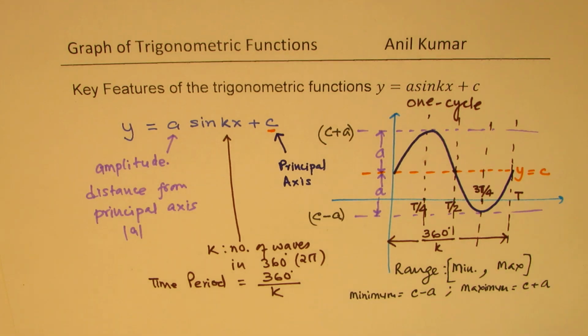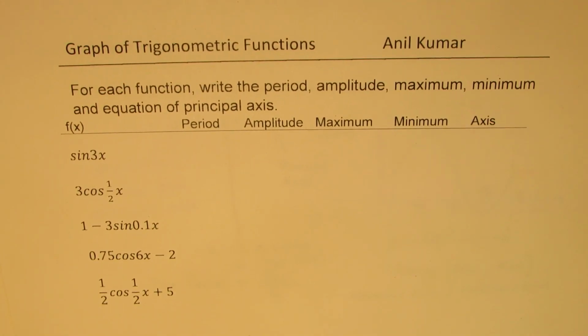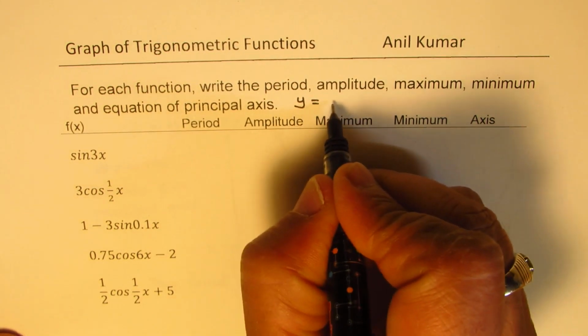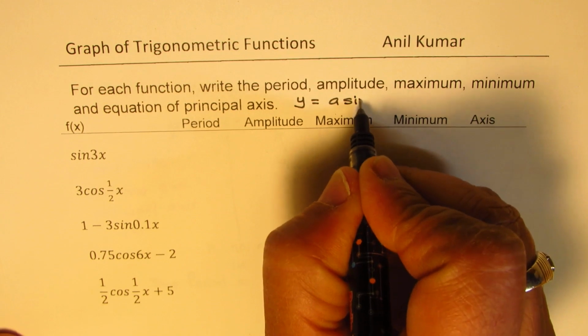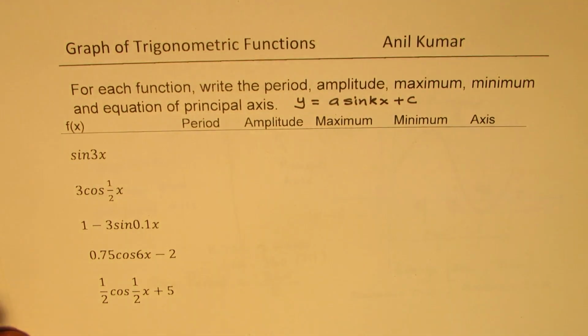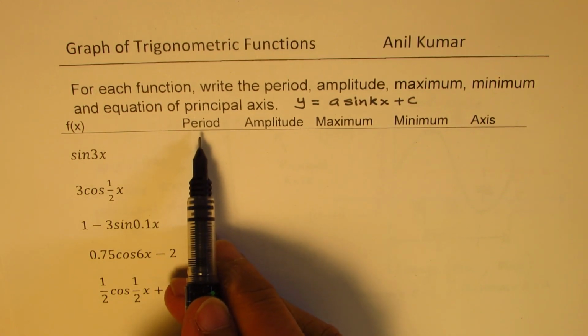Perfect. So now we'll answer this particular question. For different equations or functions, we'll find what the period is, what the amplitude is, what the maximum value is, what the minimum value is, and the axis. So remember what we just discussed. That is, we discussed the equation y equals a sin(kx) plus c. So if I have to calculate the period, what will I do?